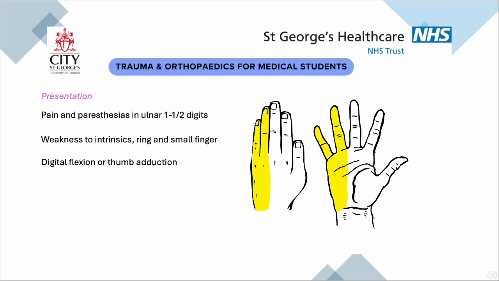So the symptoms are pain and paresthesia in the ulnar 1 to 2 digits, weakness in the intrinsics to the ring and the small finger, and weak thumb adduction. This is a little bit different to the higher up lesion at the elbow, but you don't need to worry too much about that.